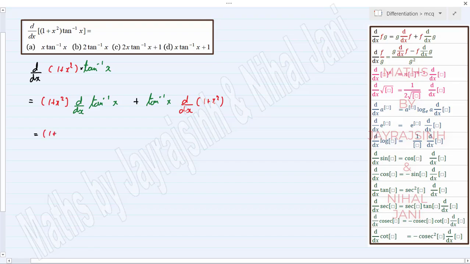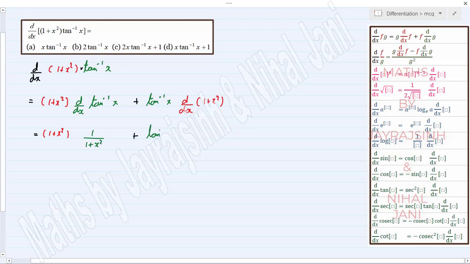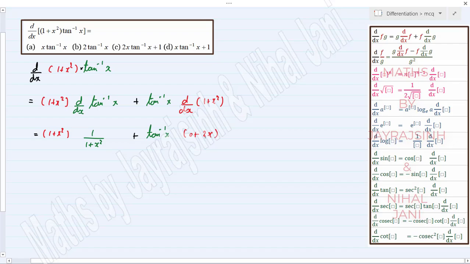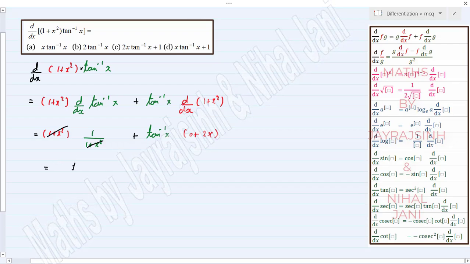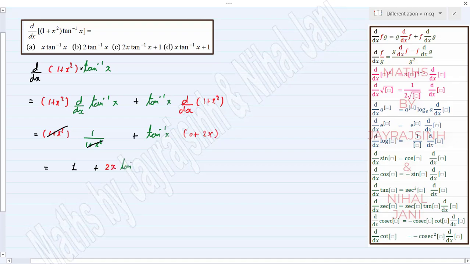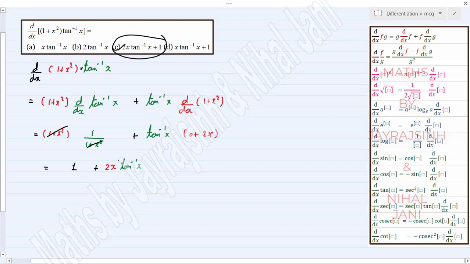So in the first term, 1 plus x square will be as it is. Differentiation of tan inverse x is 1 upon 1 plus x square, plus tan inverse x will be as it is. Differentiation of 1 will be 0, and differentiation of x square will be 2x. So 1 plus x square will cancel out. We will get 1 plus 2x into tan inverse x, which is given in option C. Ta-da!